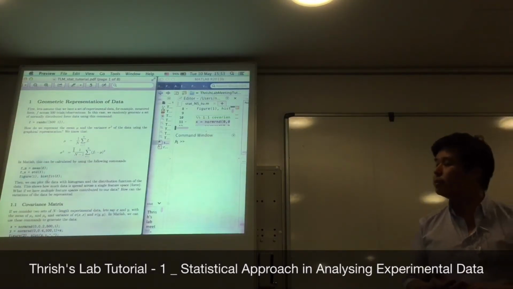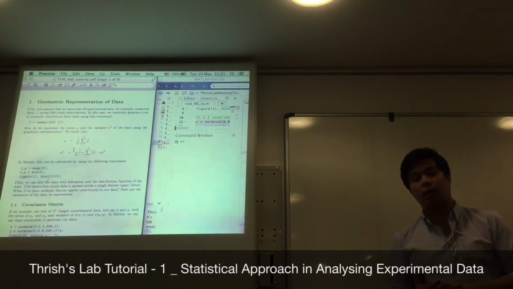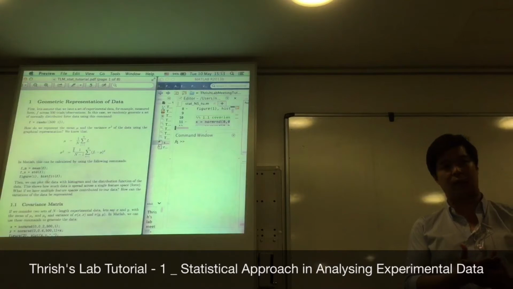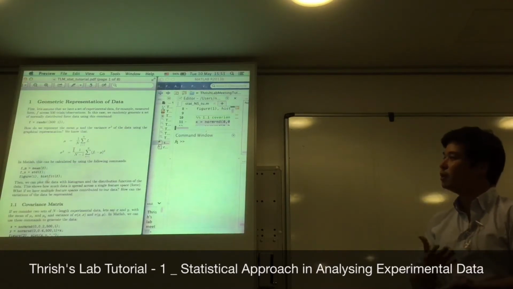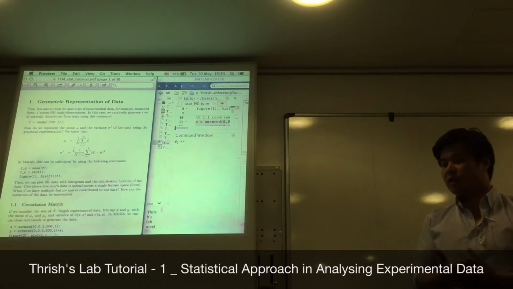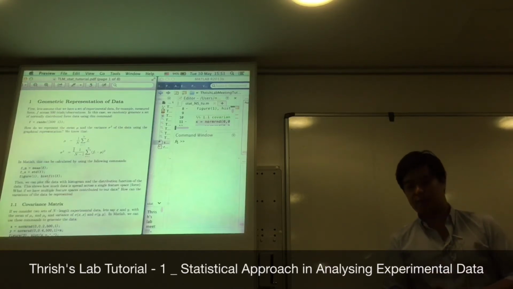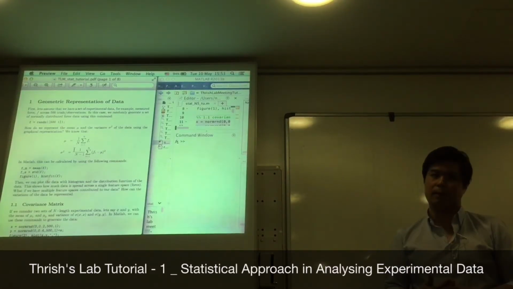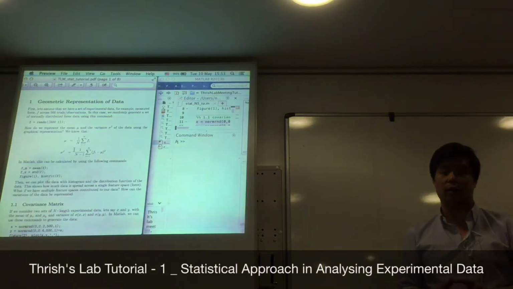The second part would be about information theory. Shannon entropy: what is entropy really, what is information, and how can we measure the information from our, let's say, 500 trials of experiment. And what is Kullback-Leibler divergence, and how could we use that.